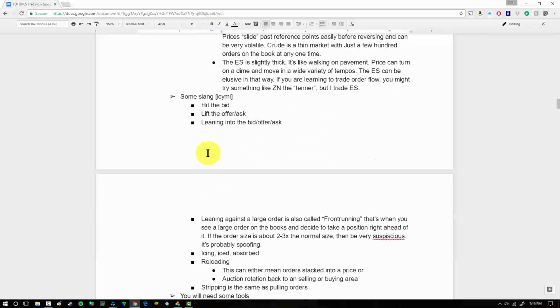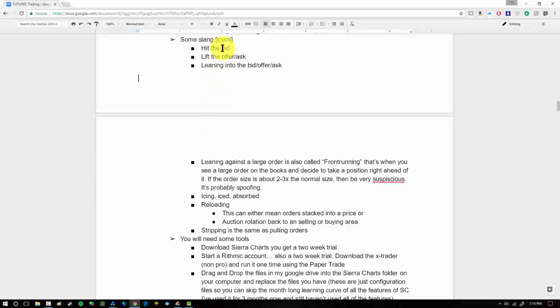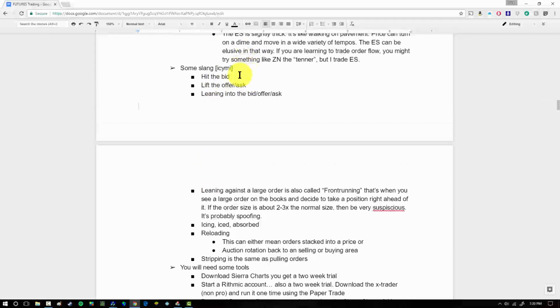So quickly, some slang. Hit the bid is orders, sellers pushing into buyers. Lift the offer or the ask would be bidders buying up limit orders on the sell side. So that's bullish, right? Leaning into the bid, offer, or ask is just another way of saying hitting the bid or lifting the offer or the ask. You're just leaning into it.